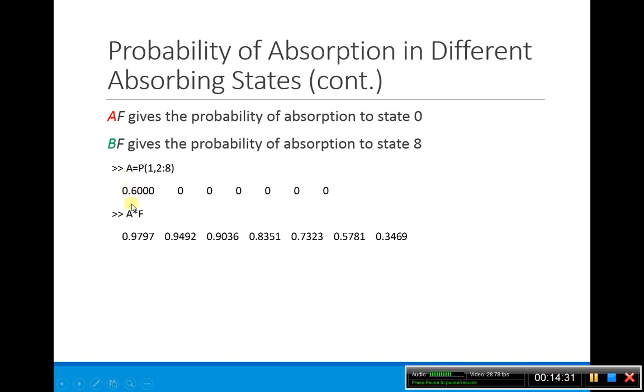Okay, so here is our A matrix. This is how we can get it off of our P matrix in MATLAB. So this is our A matrix. We can take A times the F that we've already calculated. So we have this.